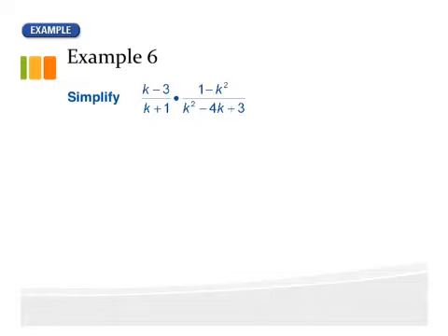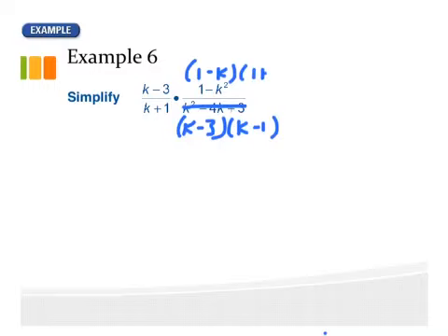So in the denominator, I notice that the k squared minus 4k plus 3 factors as k minus 3 times k minus 1. I'm going to cross through that original expression. In the numerator, the 1 minus k squared is a difference of squares, so that factors as 1 minus k times 1 plus k. And we go ahead and cross through that original expression.